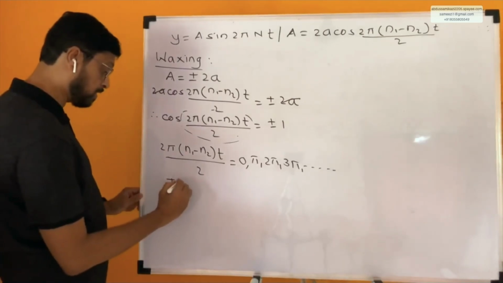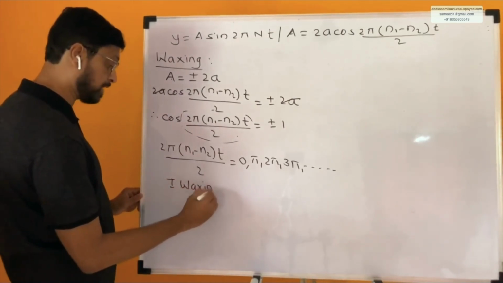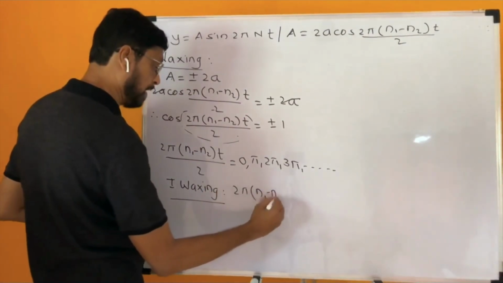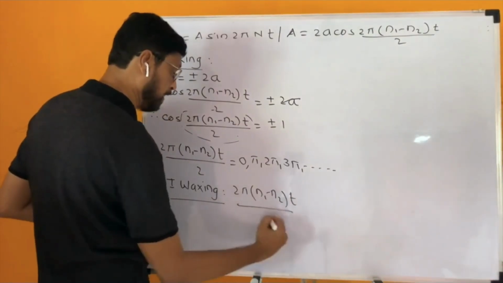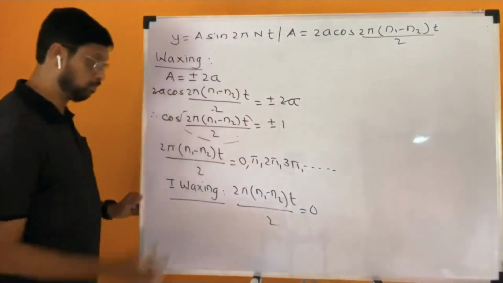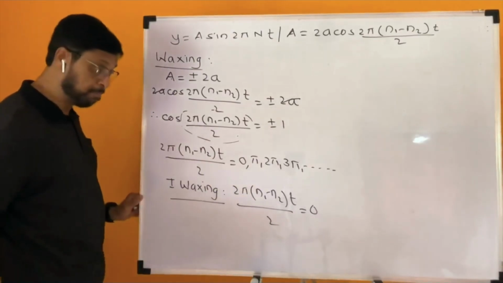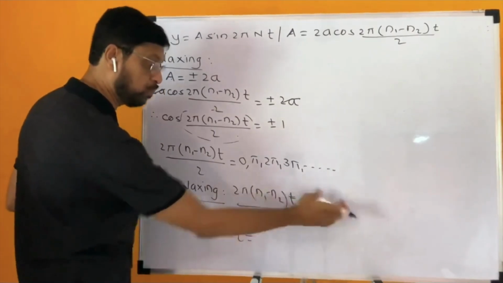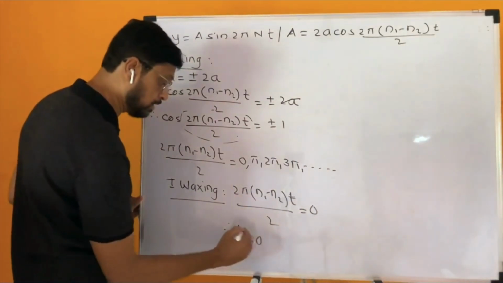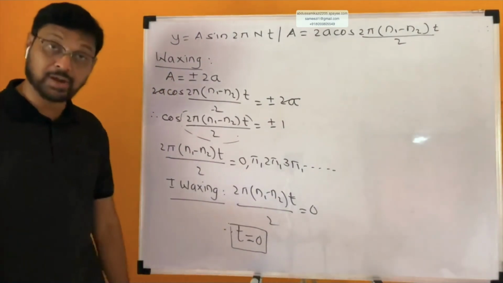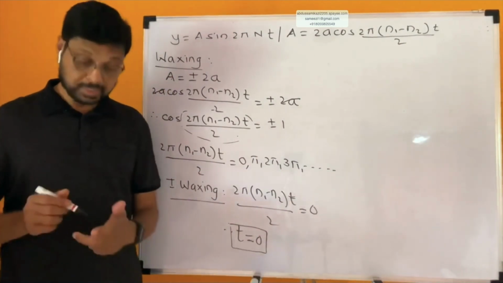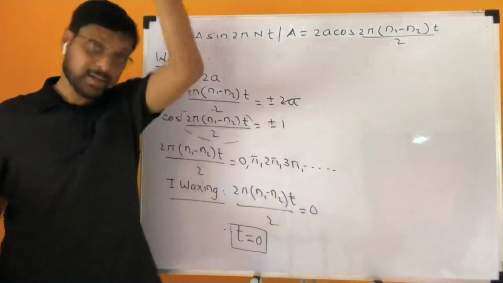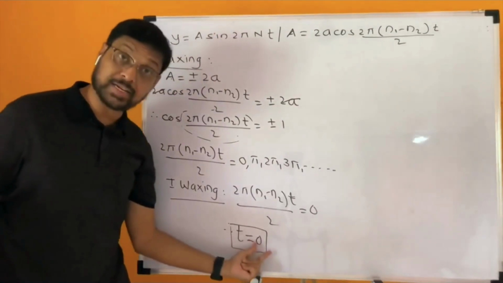So first waxing, first maxima will occur when this angle 2 pi (n1 minus n2) t by 2 is equal to how much? 0. When this angle is 0, there will be first waxing. So t will be equal to, ये सब उधर ले जाओ, what it will become? 0. So first waxing will occur when t is equal to 0. Means as soon as there is interference of the two waves, there is a loud sound. First waxing occurs at t equal to 0.